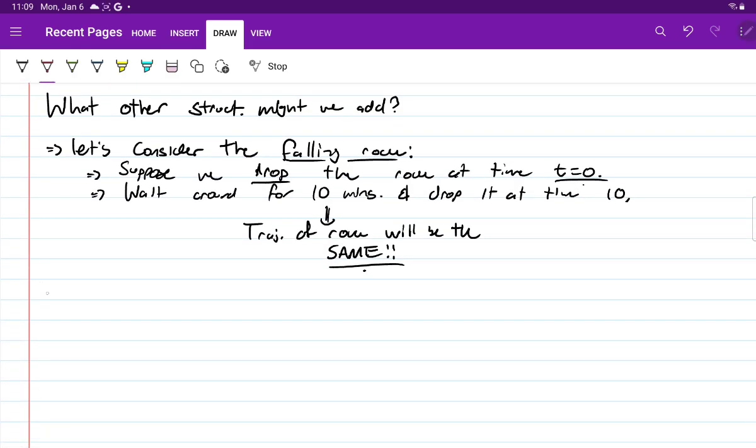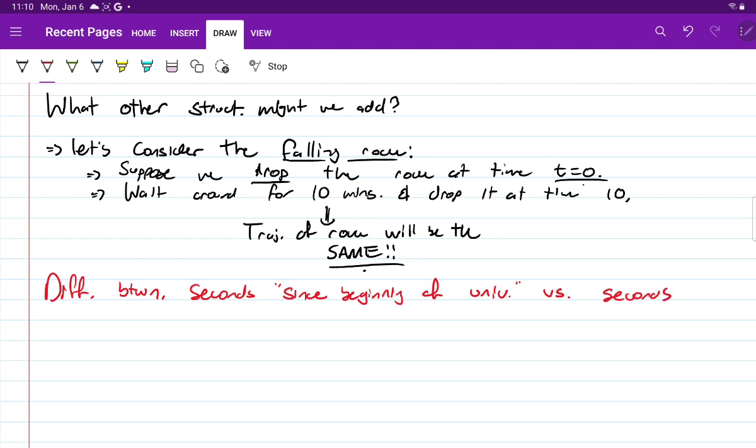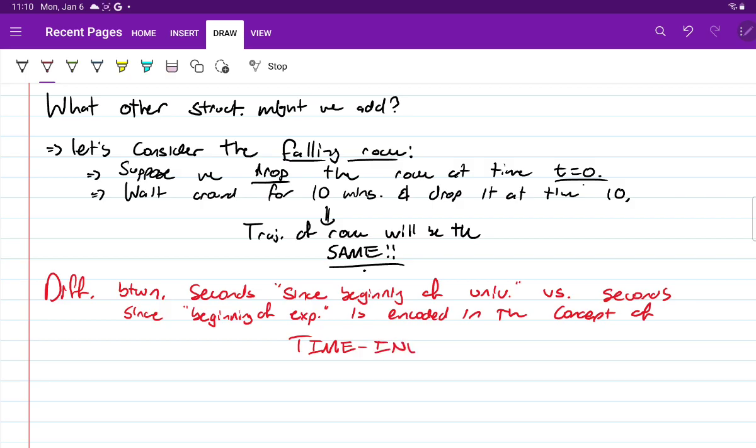So this difference between seconds since the beginning of time, or beginning of the universe, versus seconds since the beginning of our experiment, in which we just drop the rock and then start recording time afterwards, is encoded in the concept of time invariance. All right?